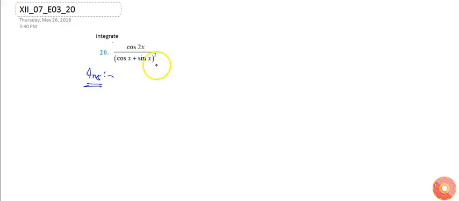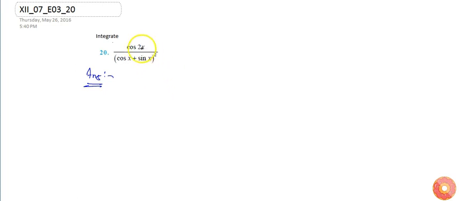In this question, if I use the substitution method, so if I substitute cos x plus sin x equals to any variable, then its derivative, which is minus of sin x plus cos x, is not available in the numerator. So first I need to change the expression such that I could be able to use the substitution method.